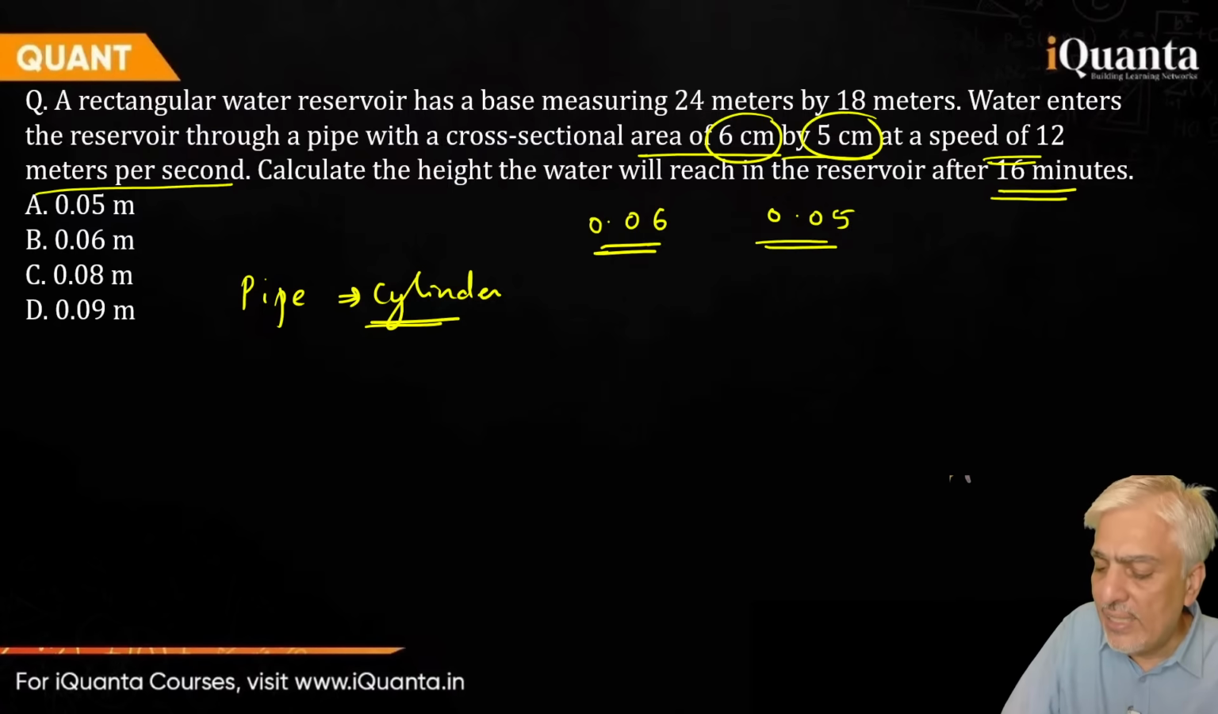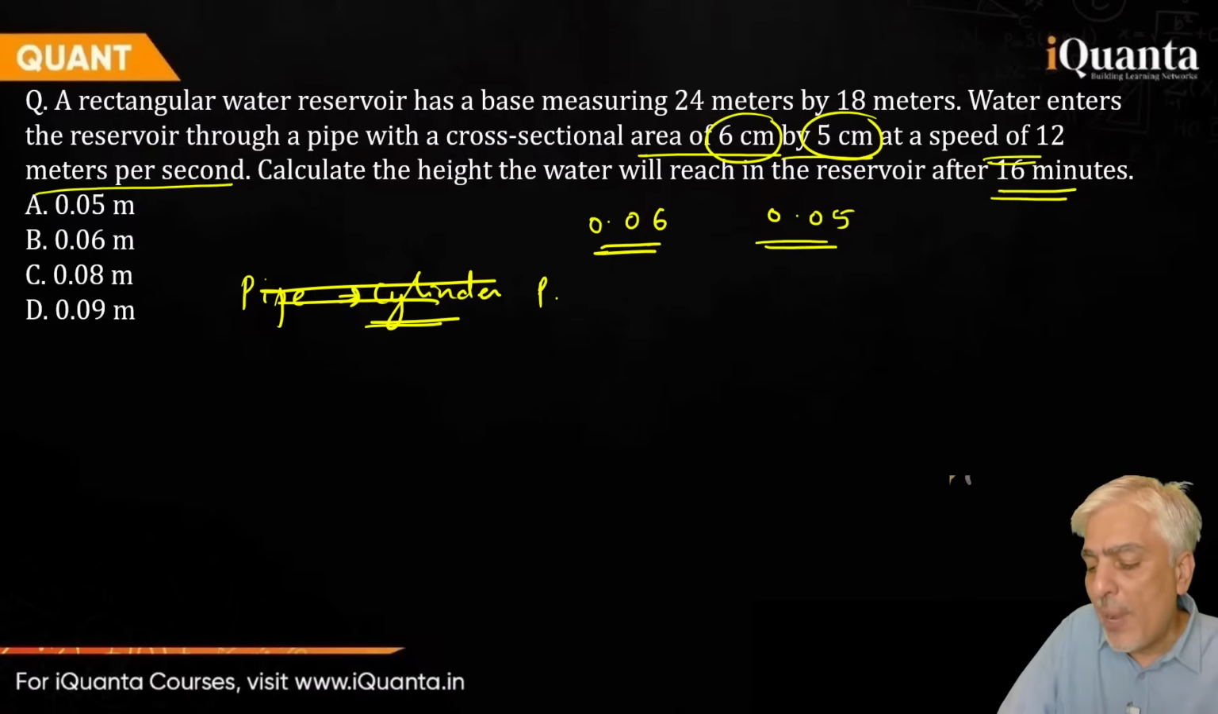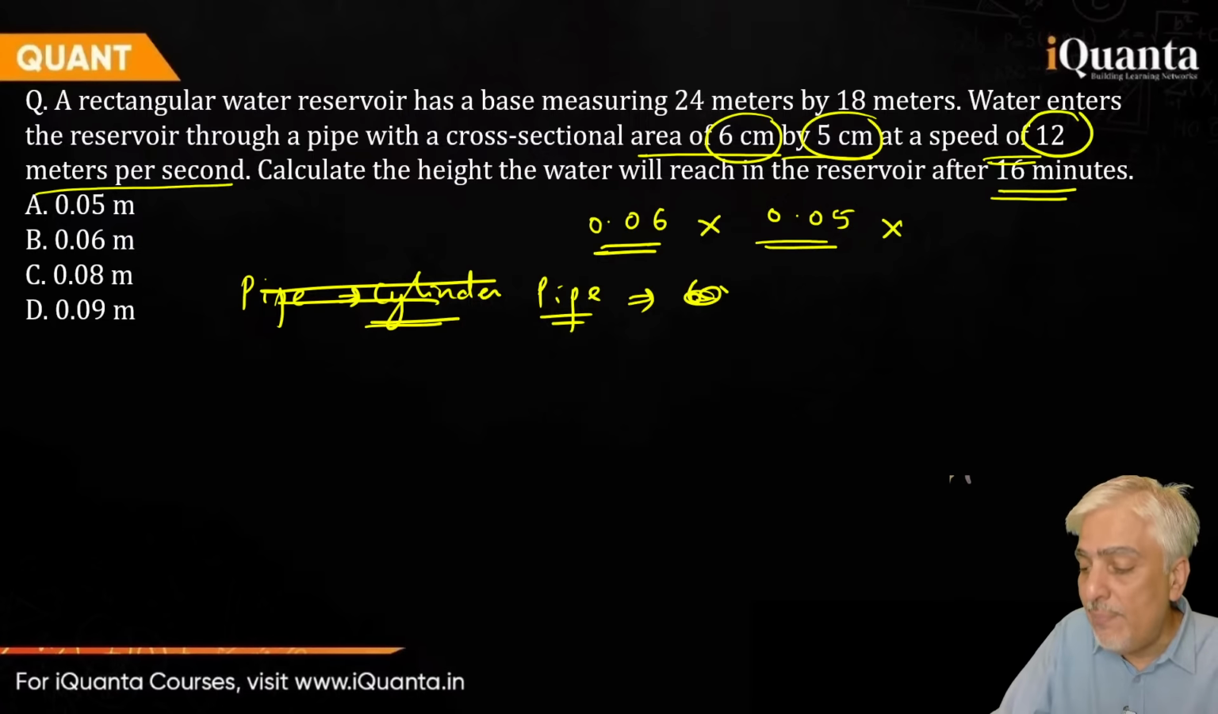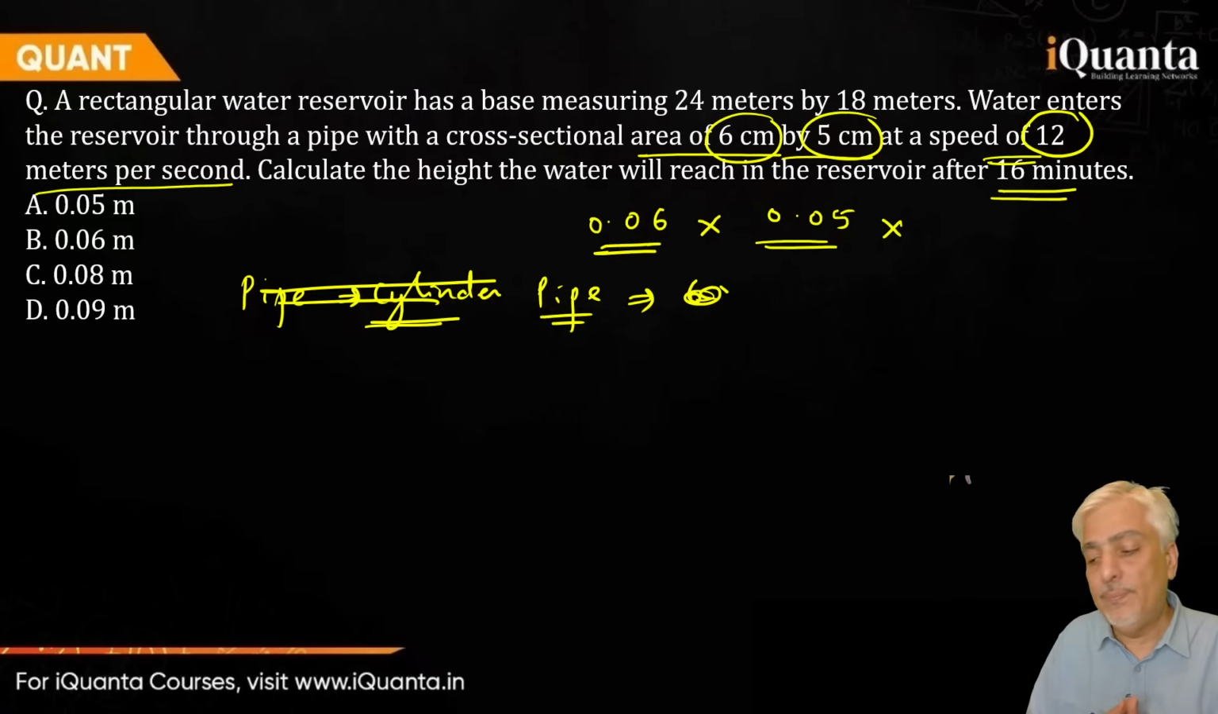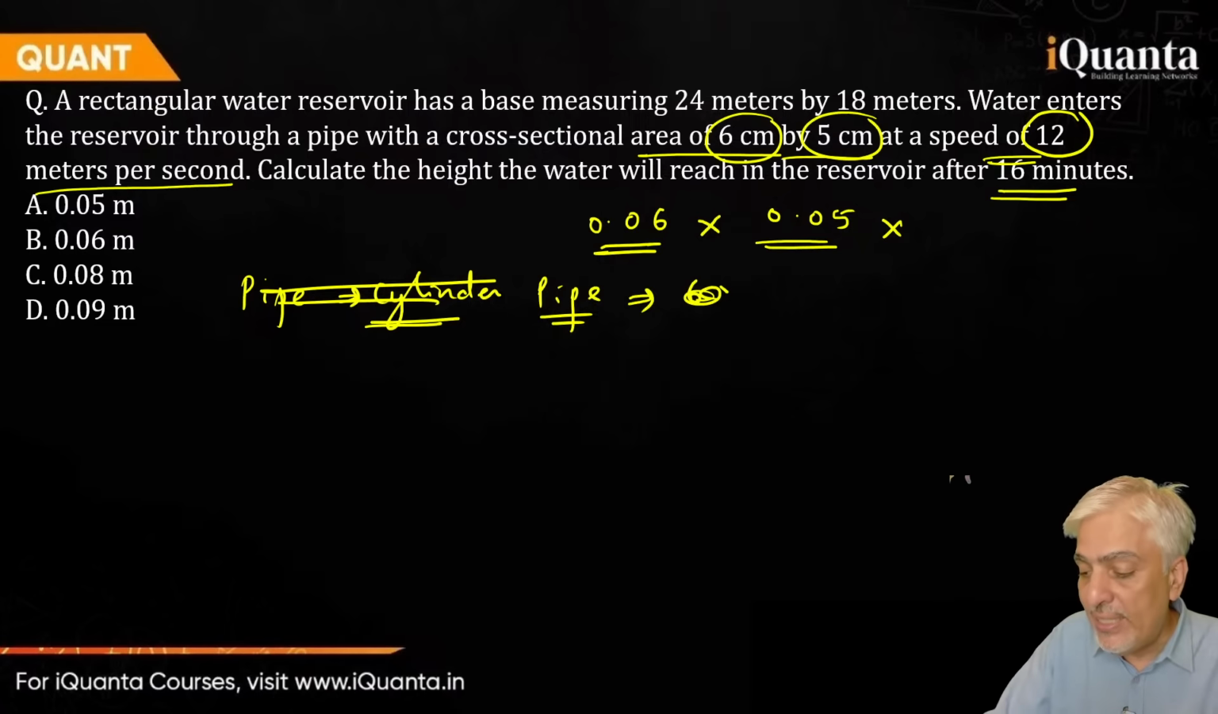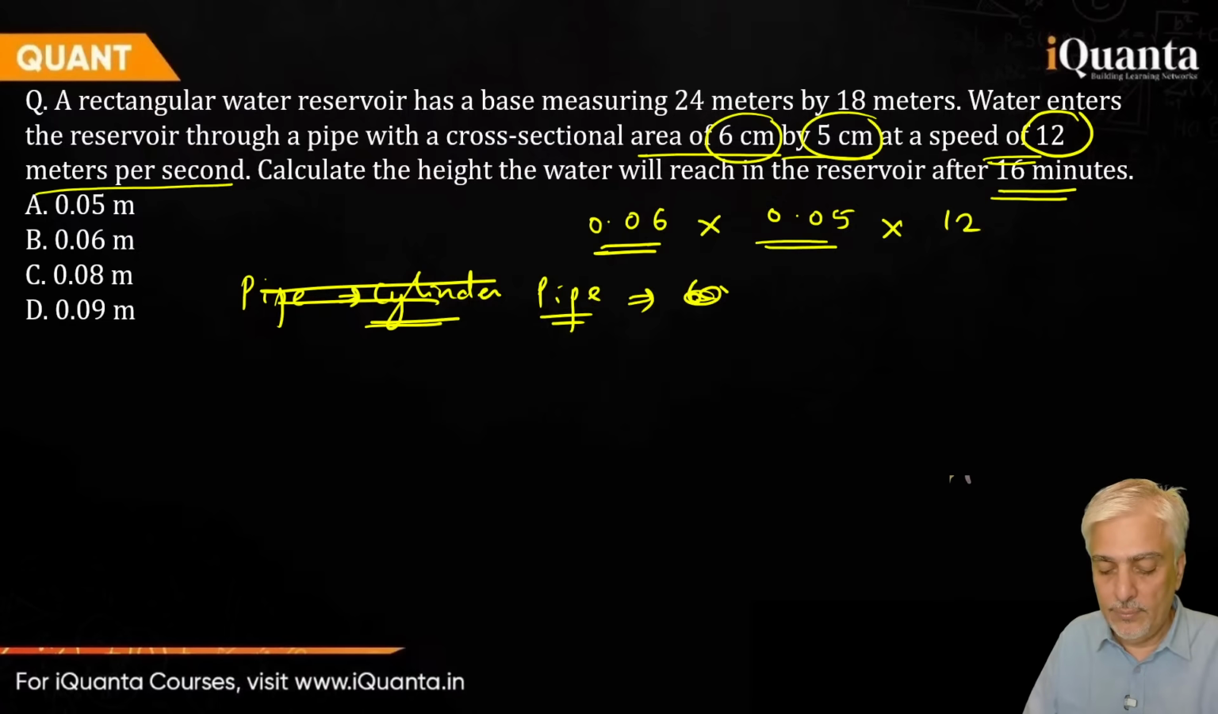No, actually not a cylinder. They have told 6 by 5. So the pipe also they are assuming cuboid only. So 0.06 into 0.05 into 12 meters per second becomes the height. But it is in 16 minutes, so 12 we can take as height. Yeah, it's a cuboid pipe. I said that. Now, how much?